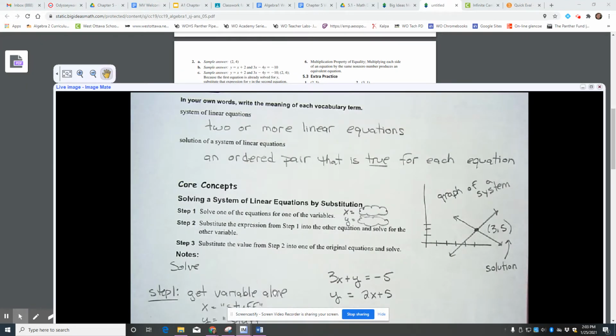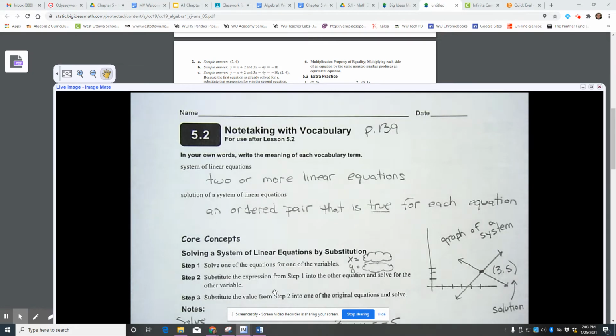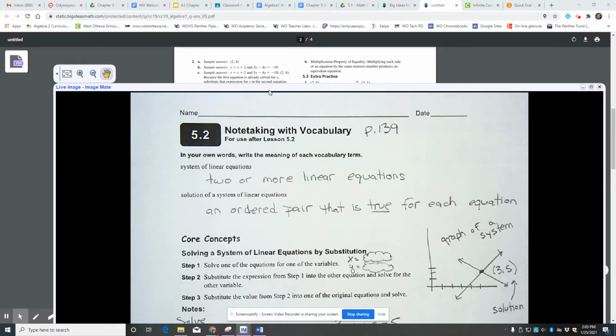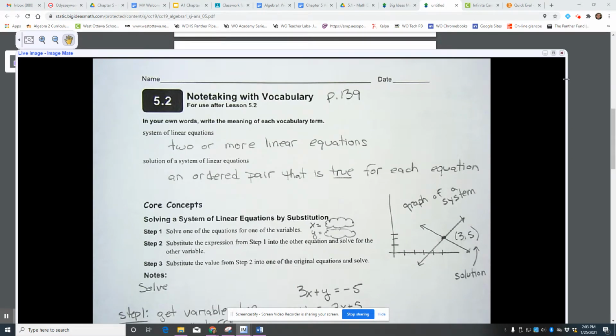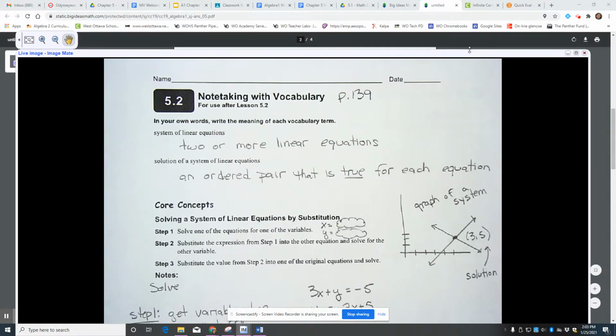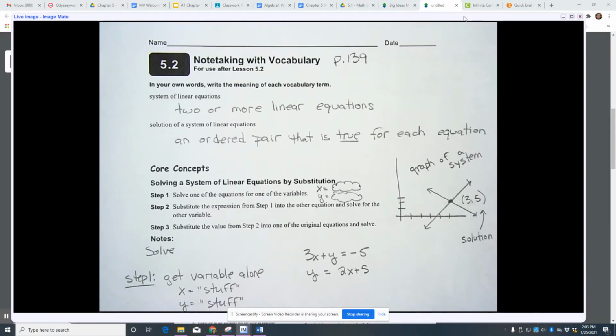Hi everyone, this is a video for lesson 5.2. I'm just going to try to make this a little bigger here. We are on page 139 in your student journal.